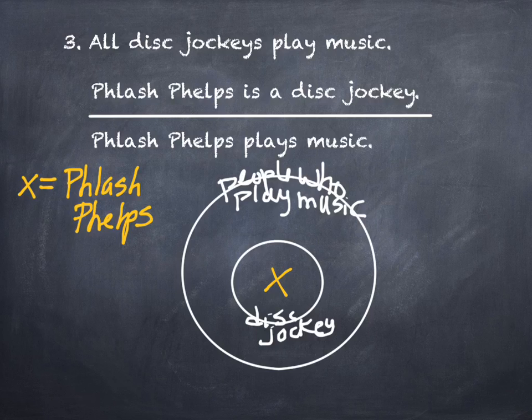And we have to make the decision. Is Flash Phelps for sure someone who plays music according to this diagram? Yes. Why? Yes. And so Flash Phelps is also by default in the plays music circle, isn't he? He is. He's in the plays music circle. So is the argument valid or invalid? This one is valid.